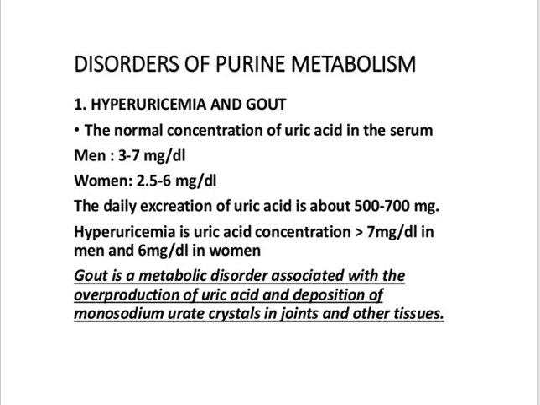So it is clear that hyperuricemia is only the raised level of uric acid in the serum, while gout is a clinical manifestation which results due to the accumulation of urate crystals in the joints and other tissues.